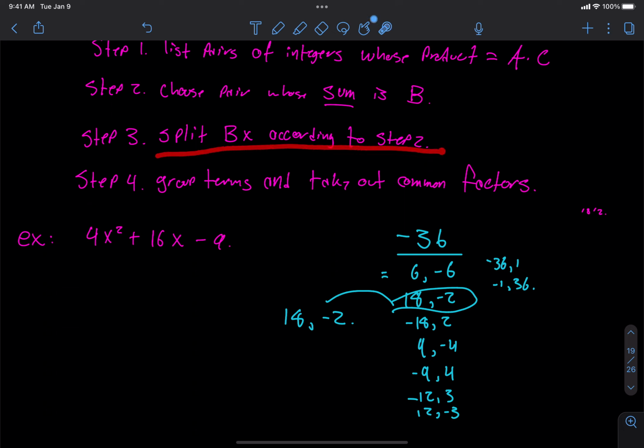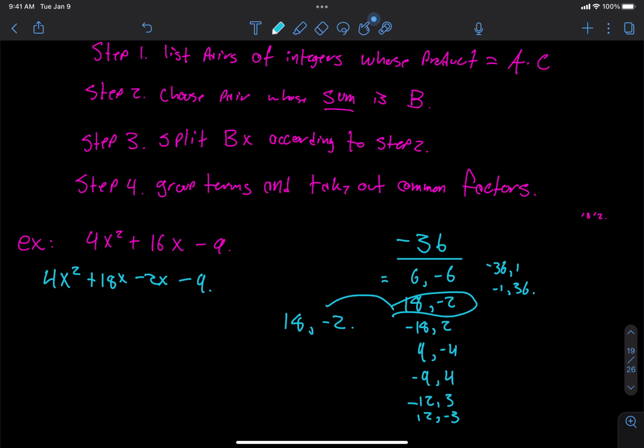I'm supposed to split bx according to step 2. So what I mean by that is that I'm going to rewrite this whole polynomial in the following way. 4x squared, and then I could do this 2 ways. I could do 4x squared plus 18x minus 2x, and then minus 9. I could split it like this, okay? And then we'll do it the other way later, and I'll show you that it works no matter which way you do it.